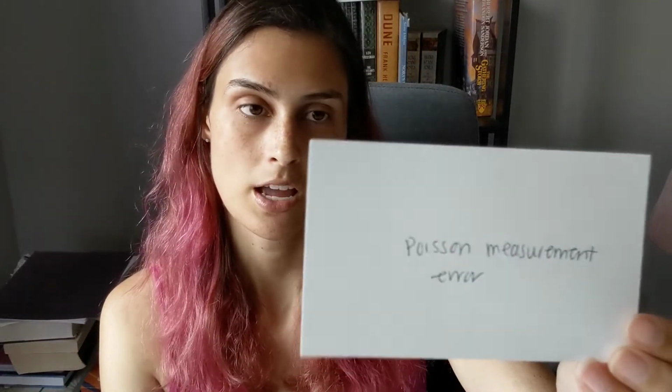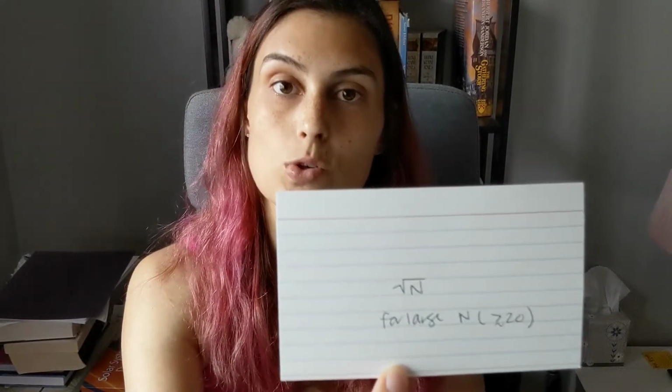Poisson measurement error is approximately the square root of n for large n, where large n is greater than about 20.